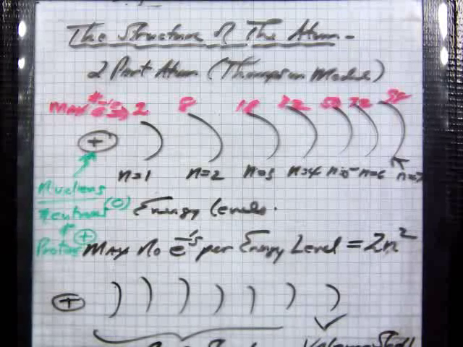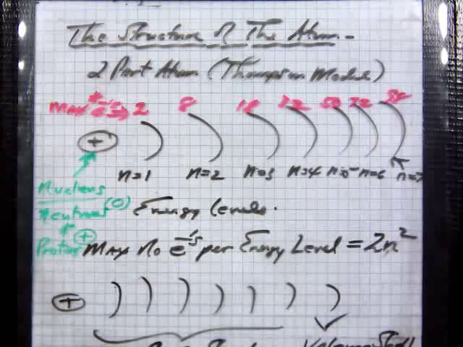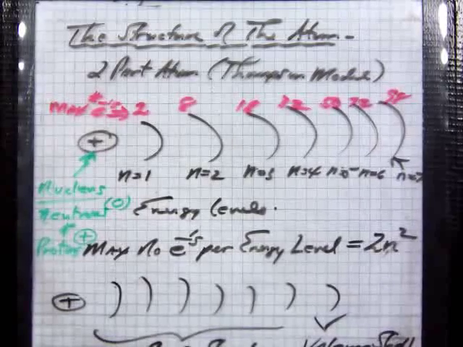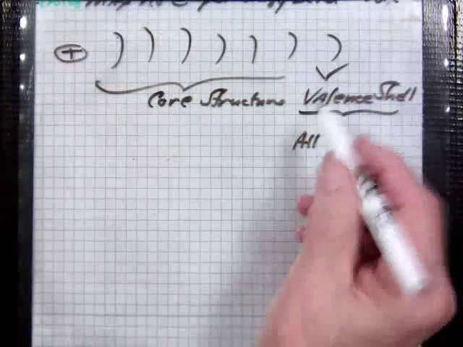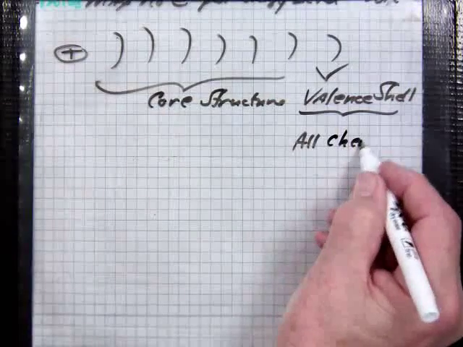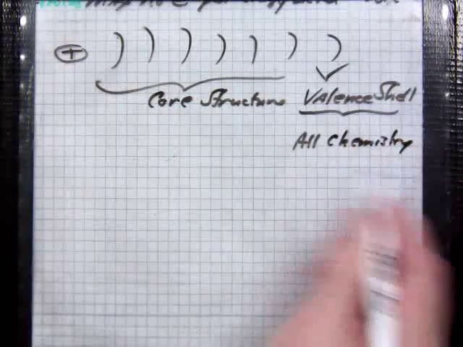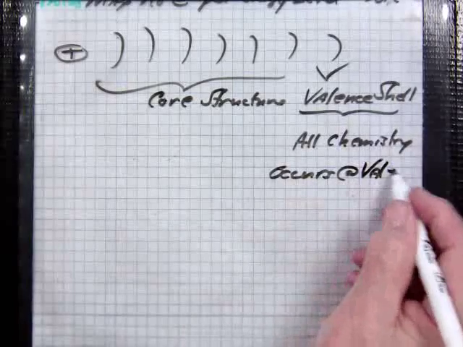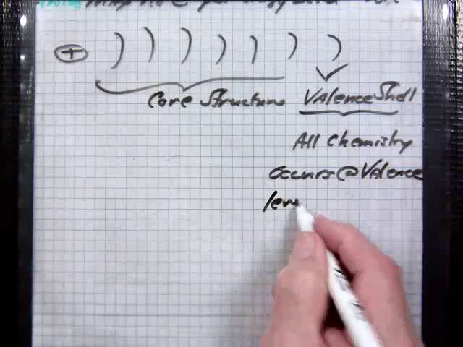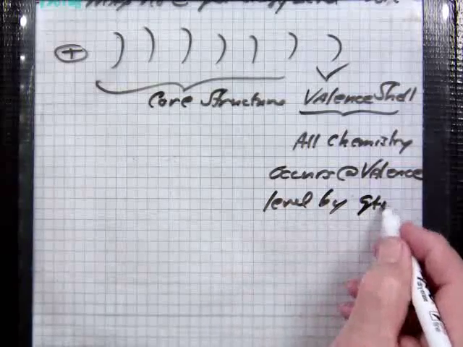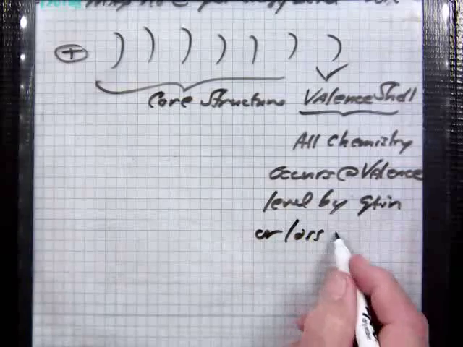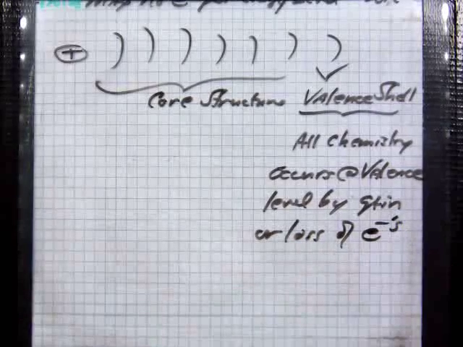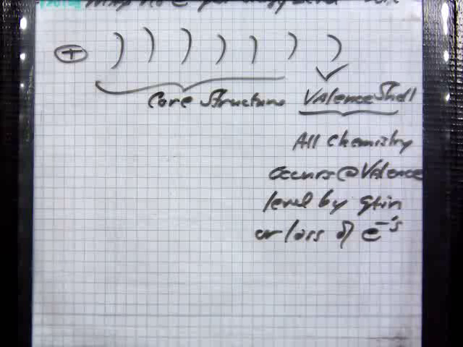And when we use these in a practical context, we can simply say, in the basic concept, all chemistry takes place at the valence level, by gain or loss of electrons in a chemical process.